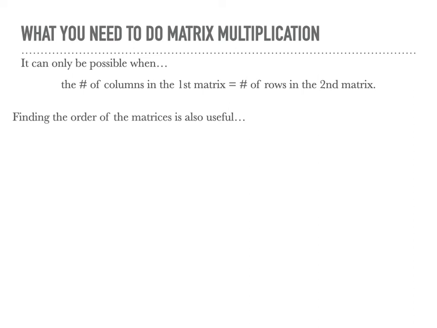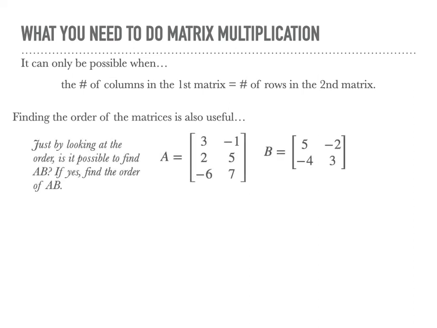Finding the order of the matrices can also prove useful. So just by looking at the order of both matrices, is it possible to find matrix AB? And if yes, let's find the order of the resultant matrix AB. So we can see the order of matrix A is 3 by 2. Remember, order is number of rows by number of columns, and the order of matrix B is 2 by 2.